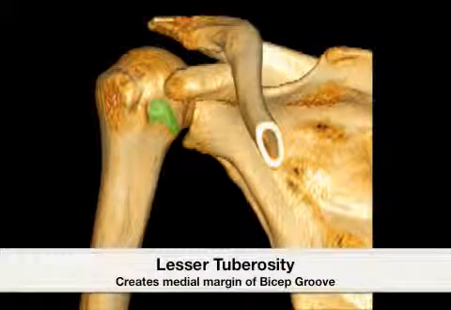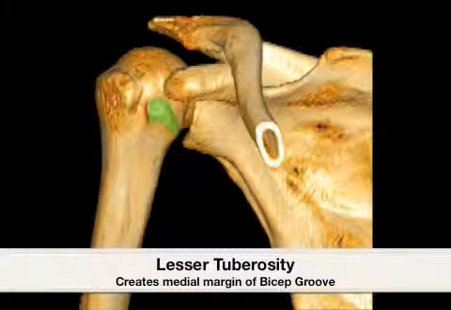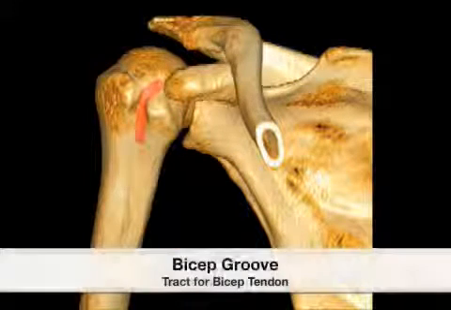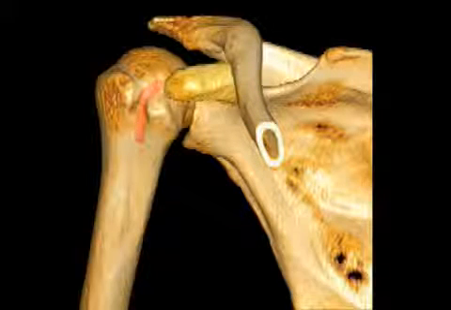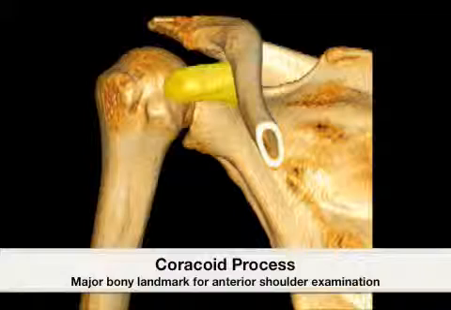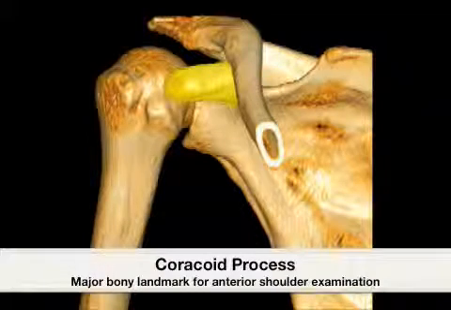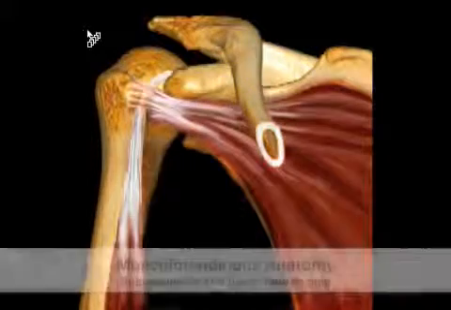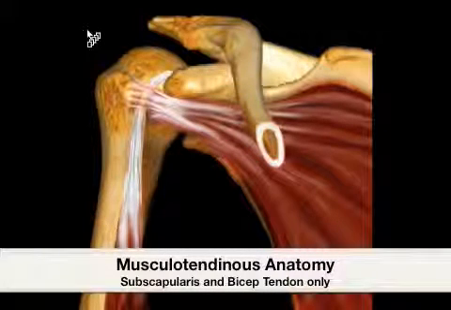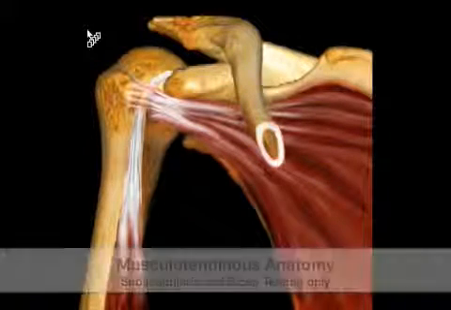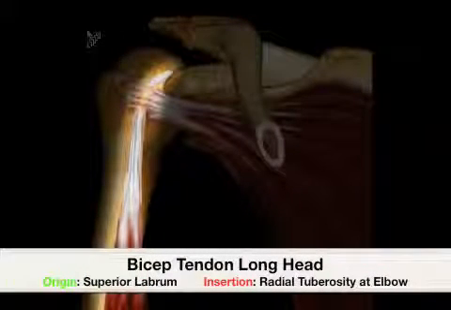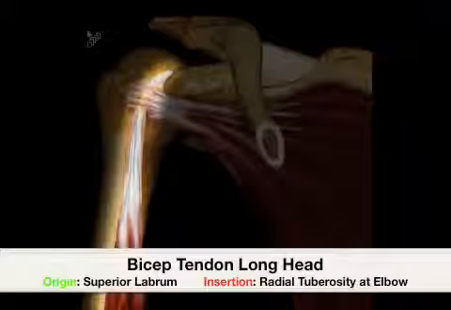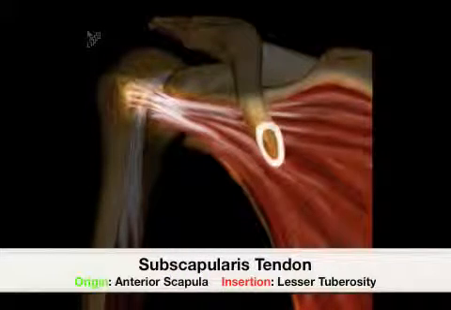And finally, we have the bicipital groove itself, which is a tract for the bicep tendon, and also a major bony landmark associated with the anterior shoulder, especially in dynamic studies, is the coracoid process. Also, we will be reviewing the anterior musculotendinous anatomy, beginning with the biceps tendon long head, which originates at the superior labrum and inserts at the distal elbow at the radial tuberosity. Next is the subscapularis tendon, which originates at the anterior scapula and inserts to the lesser tuberosity.